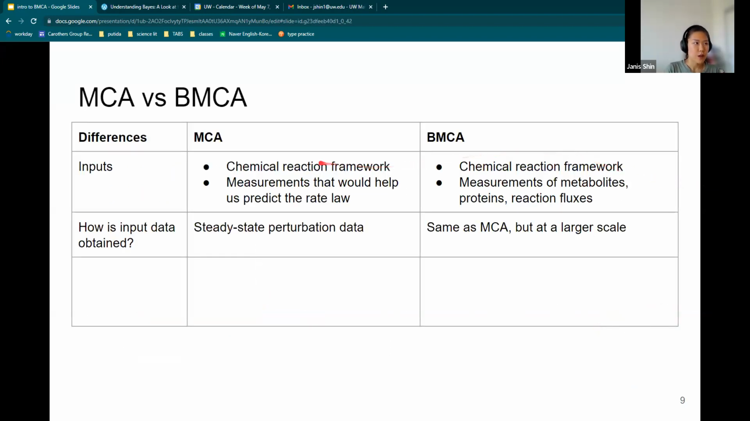So going back to comparing MCA and BMCA, we see that for BMCA, we also need a chemical reaction framework. And for BMCA, the measurements that we use are measurements of metabolite concentrations, proteins, and reaction fluxes. And this is because, I'll show you later, we use the LinLog rate approximation. And for the input data, we also use steady state perturbation data. So BMCA is just an extension of MCA, and it applies modern probabilistic programming techniques to provide a way to fit more parameters at a genome scale.